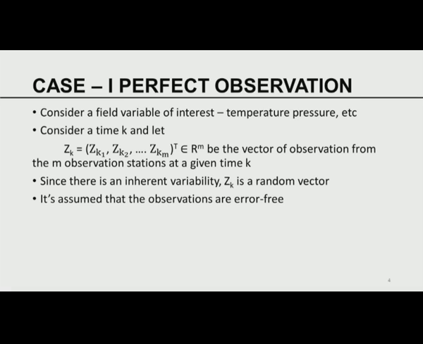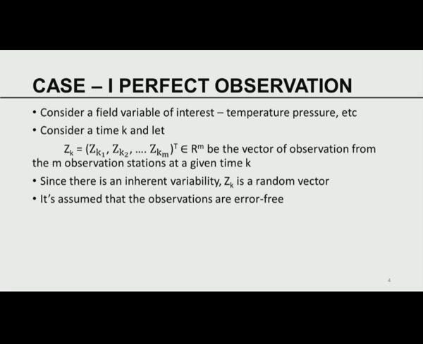So I am now going to consider 2 cases in our illustration. First, let us assume the observations are perfect. Observations are perfect means there is no noise. Why do we do that? Even though we know observations generally are associated with noise, I think it is good to get a grip on the idea by assuming that observations are perfect.